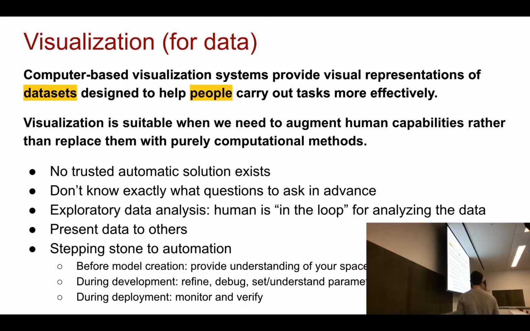And then finally, a stepping stone to automation. We see this sometimes. Maybe I want to train some machine learning model or write a program to do some function. Say I want to write some software that does stock trading. Before I write my code, I can visualize the stock data to understand what my space is, what I am working with.